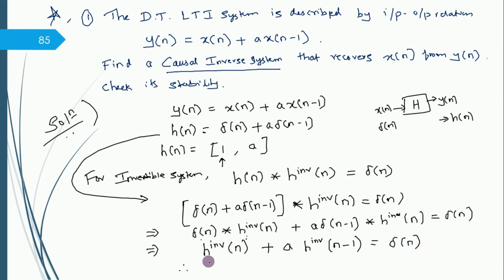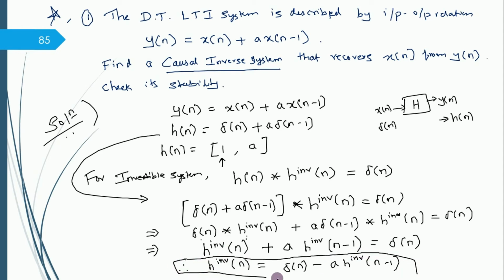Hence, h inverse of n is equal to, taking everything to the right hand side, delta of n minus a into h inverse of n minus 1. This is an equation of importance to find the inverse of the system. I name this equation number 1, and I take its reference in the next slide.